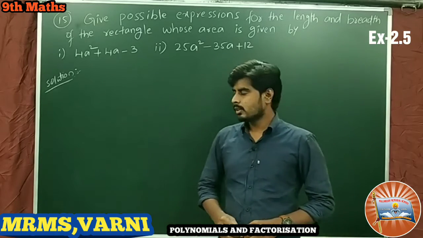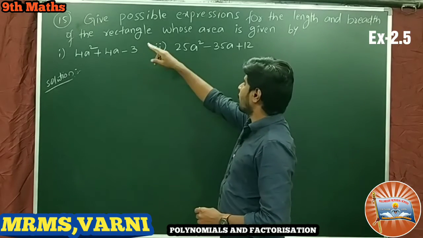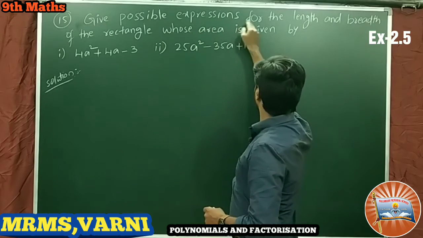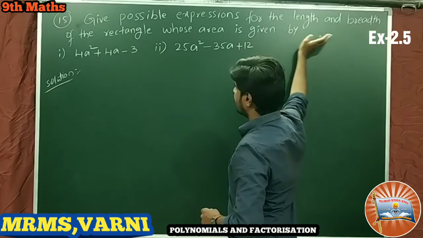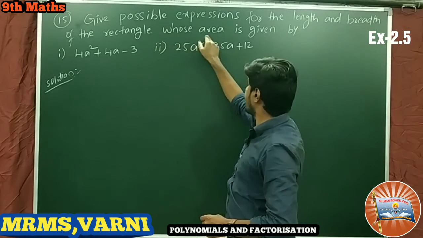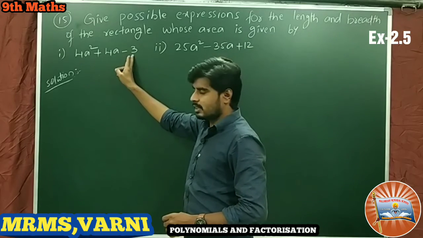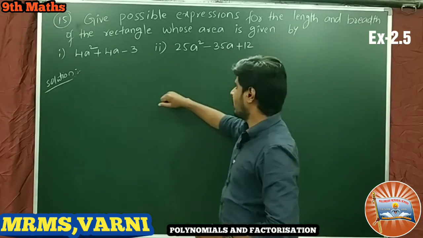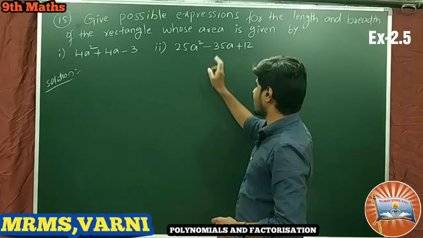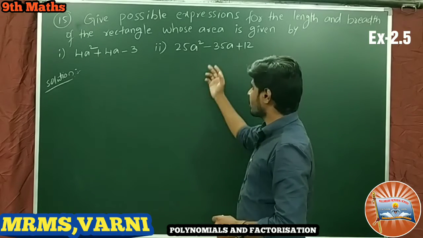Look at the question once. Give possible expressions for the length and breadth of the rectangle whose area is given by 4a square plus 4a minus 3. One area this is. And second question, 25a square minus 35a plus 12 is the second question.